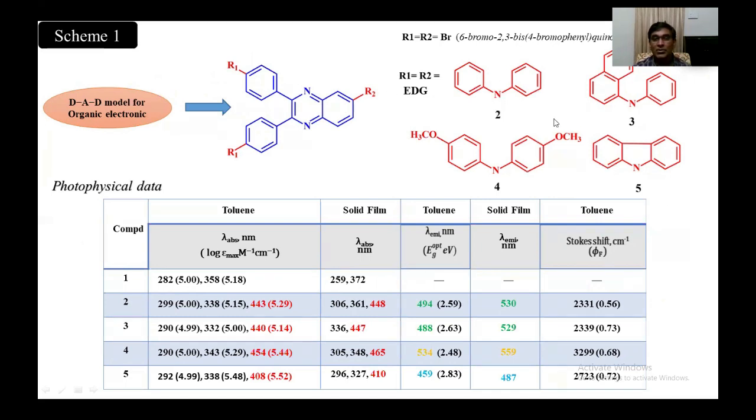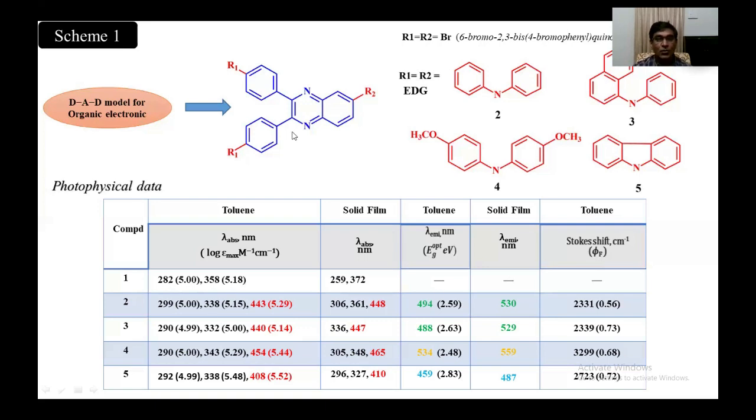So we have taken the photophysical data of these molecules in various solvents. In this table you can see the data in toluene and the solid film also. Now in toluene, you can see here the absorption data. The first compound is the central moiety, the quinoxaline, and the second, third, fourth, and fifth are these donor amines. Now you can see here, in case of one, the central molecule only, it shows only the n to pi star and pi to pi star transition.